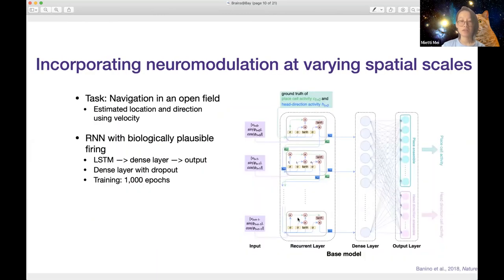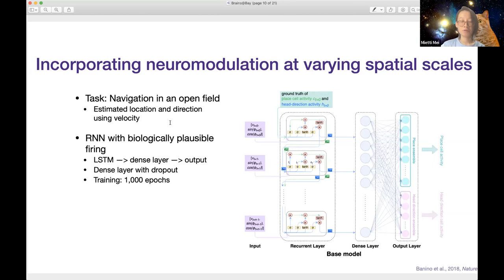So let's get started. The task we use is navigation in an open field, because the navigation task has been long studied, and we also have a really biologically detailed understanding of how this works in different living organisms. For example, currently we are simulating a rodent's ambulation trajectory, featuring continuous exploration. And in the future, we will also introduce another model organism, primates, which learn from different strategies, of course. For this task, we wanted to estimate the current location of the animal.